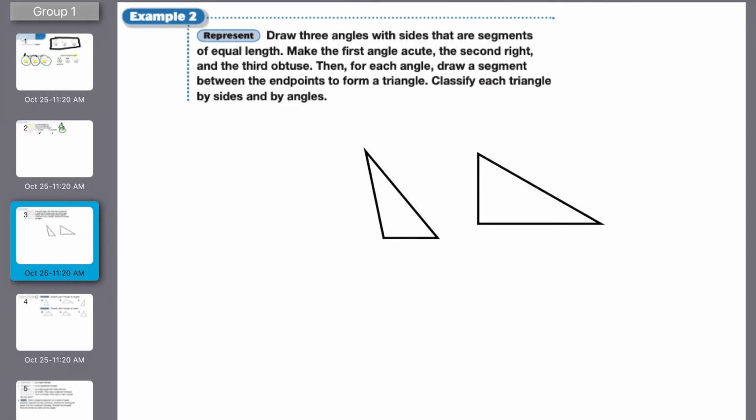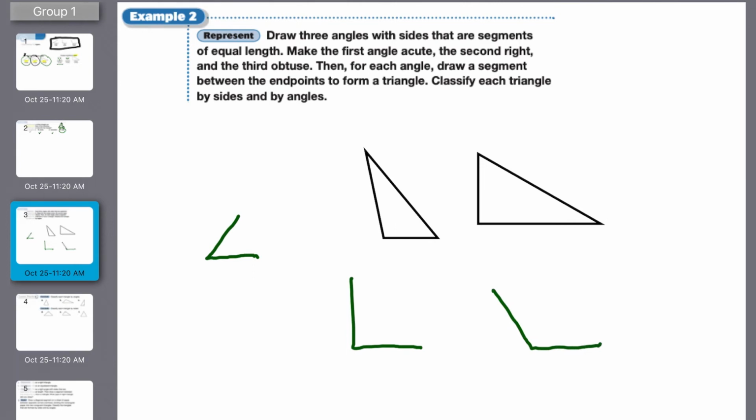Okay, so I'm going to draw three angles with sides that are segments of equal length. So I'm going to try really hard to make sure the first is acute. So let's go here. To me, those look about the same. The second one right. That looks about the same to me. And the third obtuse. Those look about equal to me.